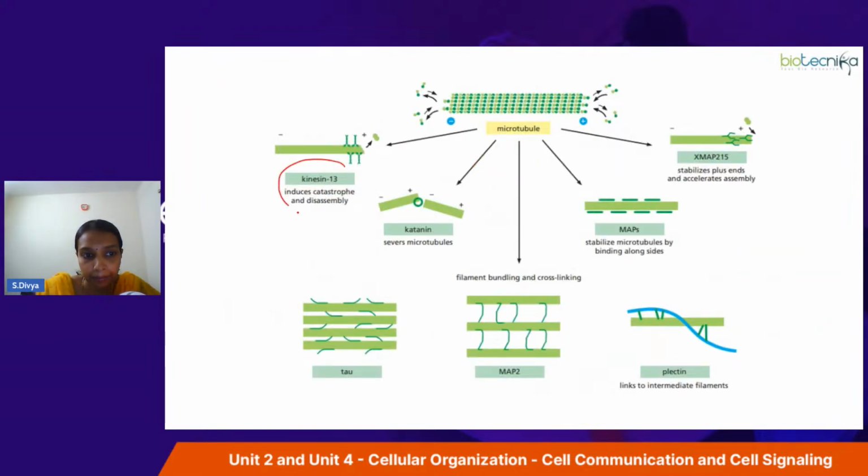Kinesin 13, plus end disassembly. XMAP215, plus end but assembly. See, these two are contradictory to each other. This is disassembly, this is assembly. Both are acting on the plus portion. Katanin breaks down. MAPs, that means microtubule associated proteins, stabilize the entire microtubule. Then there are some other cross-linking and filament bundling proteins which come under microtubules, like tau, MAP2, plectin, etc. So these are your microtubule associated proteins.